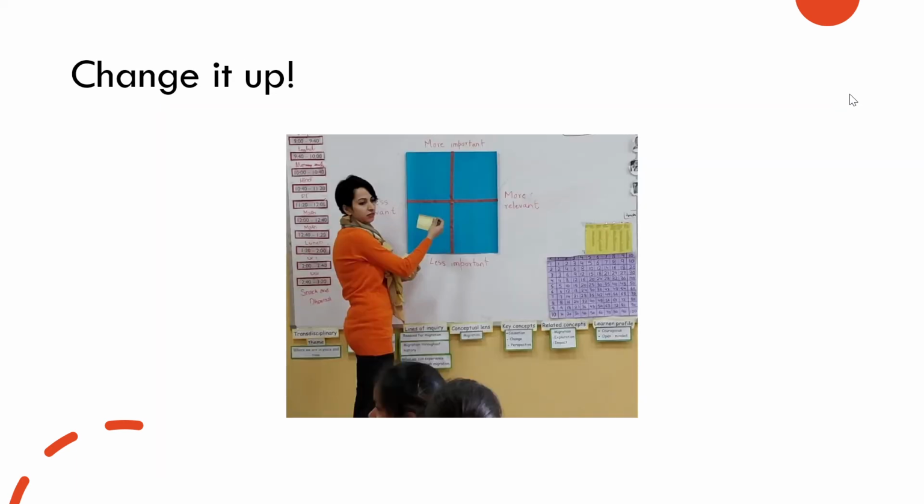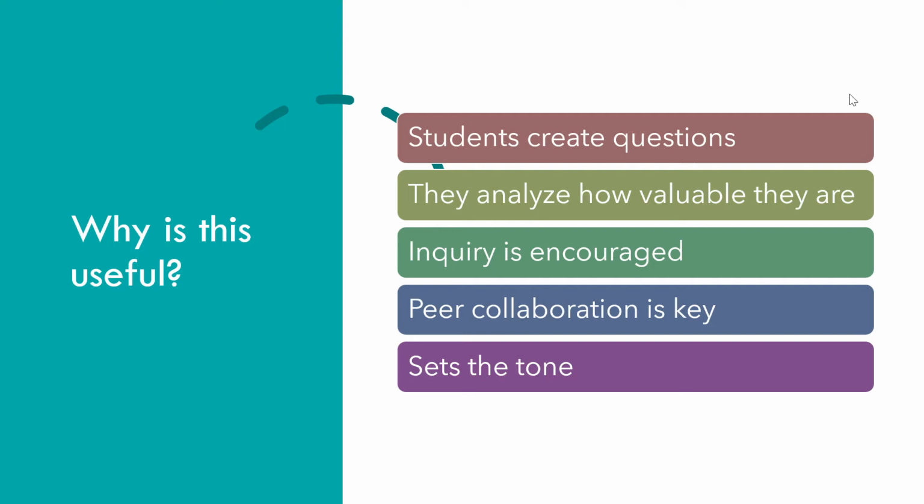Now you can also change it up if you want. If you can see here, I've used an X and a Y axis, and I've changed the labels to make it a little more child friendly for my third graders. I used labels like more important, less important, relevant. So you have more relevant and less relevant. And the X and Y axis was also an easier way for the children to decide which quadrant they should put their sticky in. So you could go about this any way that you are comfortable with.